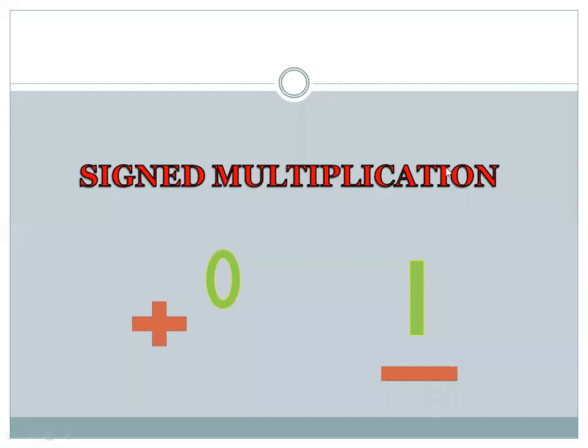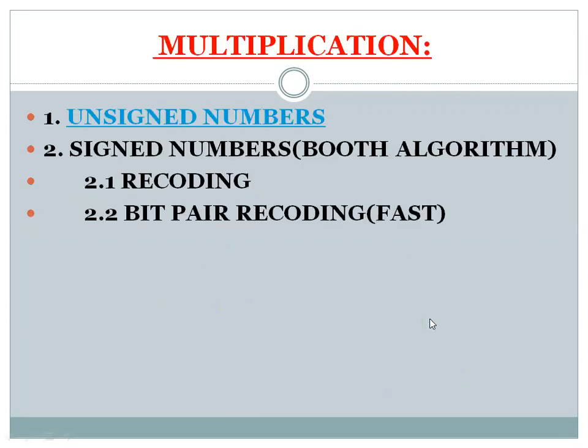In this video, we are going to discuss signed multiplication. Signed multiplication means it has the sign before the value, so it may be plus or minus. Plus means 0, minus means 1 in the binary representation.